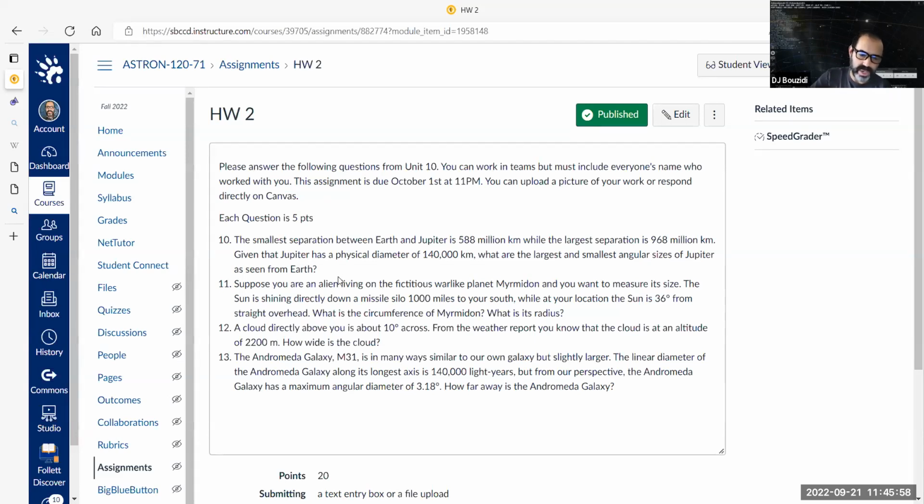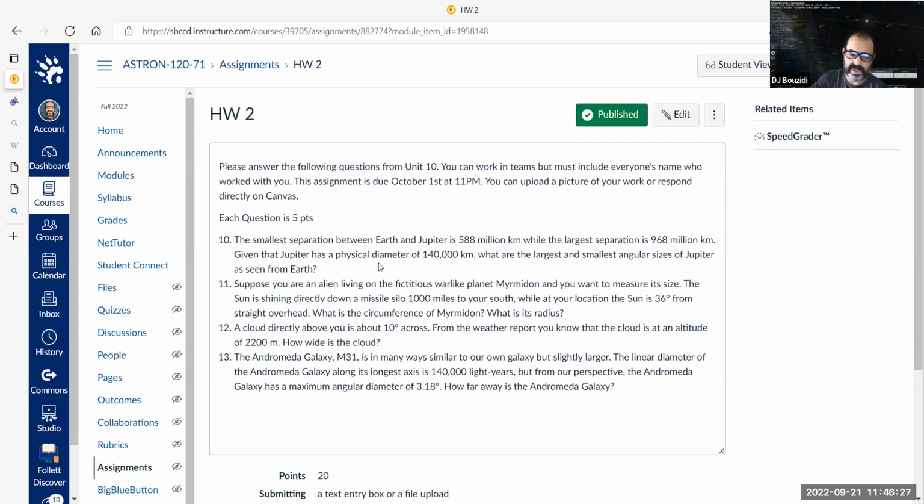So again, each question is worth 5 points, for a total of 20 points in here. The smallest separation between the Earth and Jupiter is 588 million kilometers, while the largest separation is 968 million kilometers. It's basically about 4 astronomical units to about 9 astronomical units. No, it's about, what, 6? Yeah, 6 astronomical units. 6 times 150 is about 900, okay?